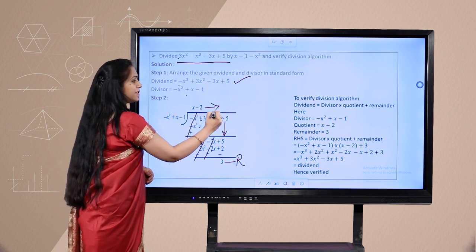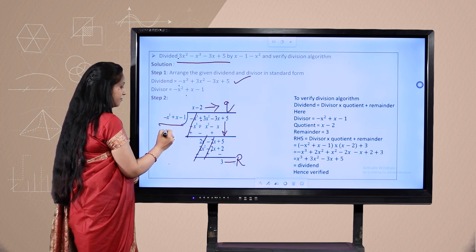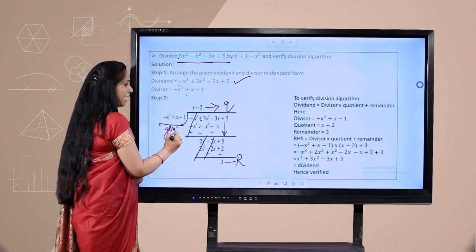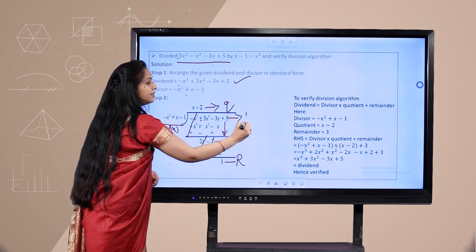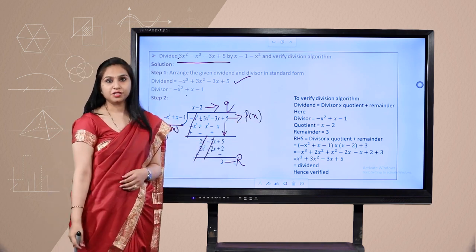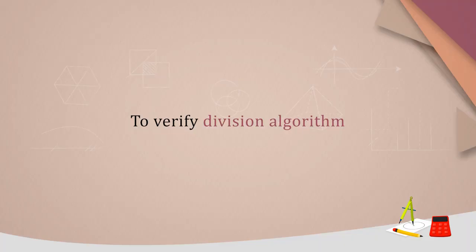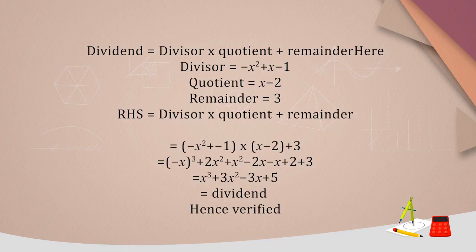This term which we get here is the quotient, and this is your divisor which we denote as g(x), and this term is your dividend, that is p(x). So after performing division, let's come to our last step, that is to verify the division algorithm. So we know that to verify the division algorithm, we will write dividend is equal to divisor into quotient plus remainder.